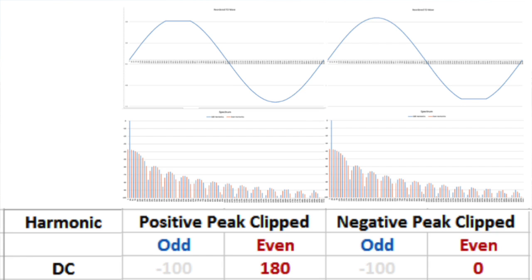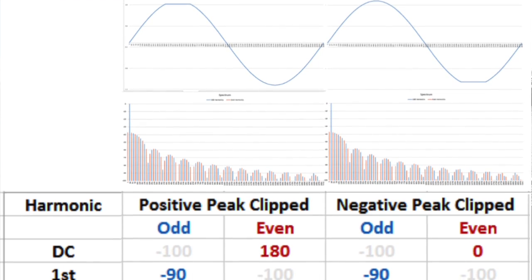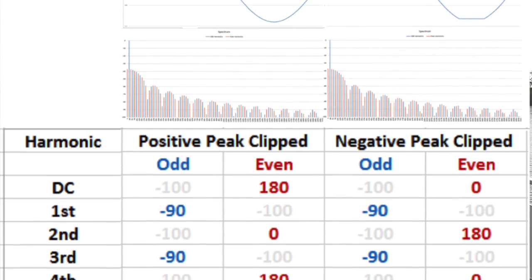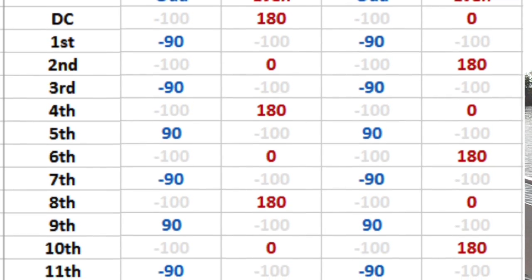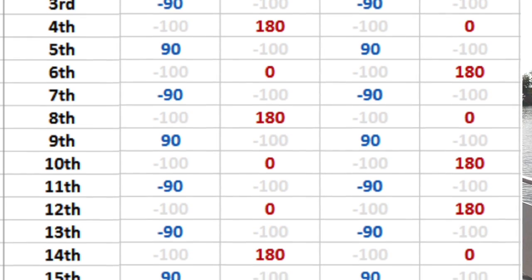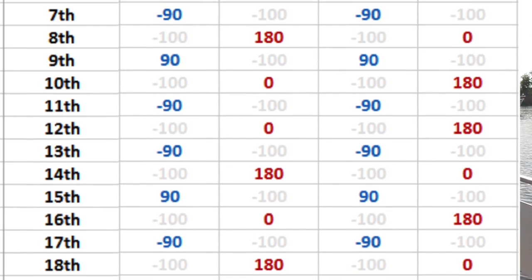The way to tell the difference is to look at the phases, and the spectrum generally does not show the phases. And in a spectrum analyzer, it's not capable of seeing the phases. So here we have on the positive peak clipping, the odd harmonics are all the same with the negative peak clip. And so notice that you start with minus 90 degrees for the first harmonic.